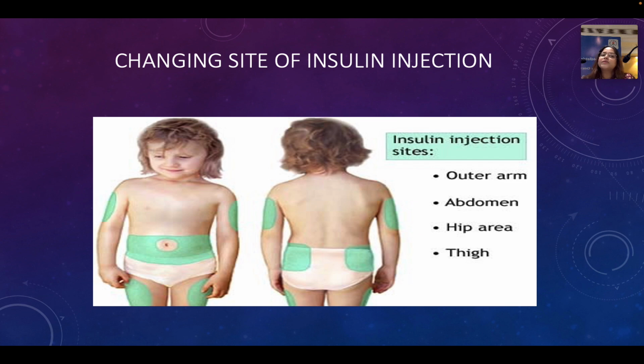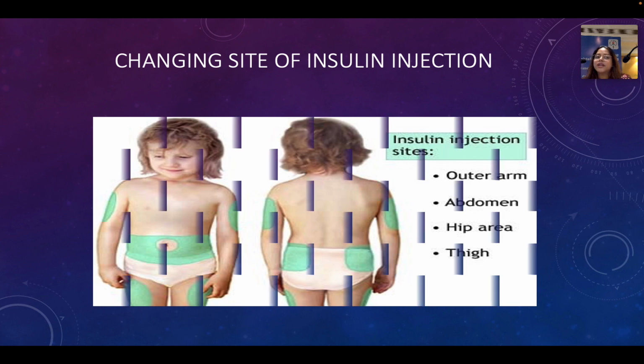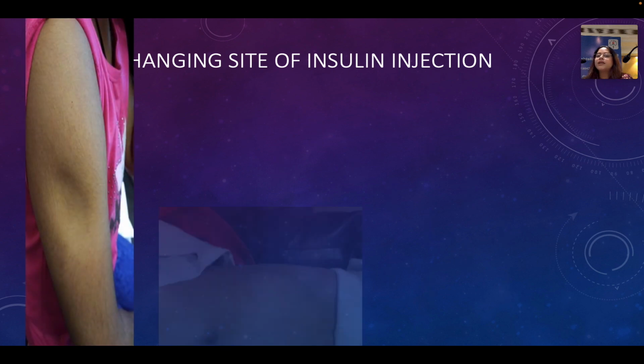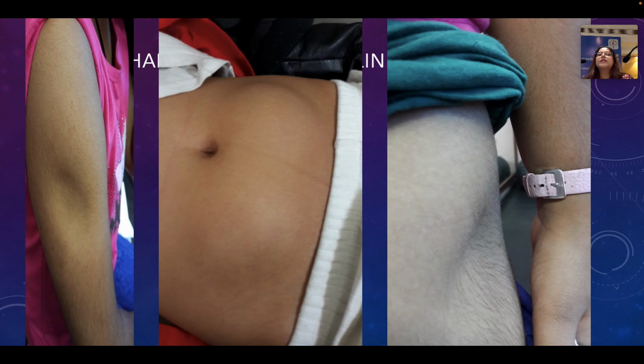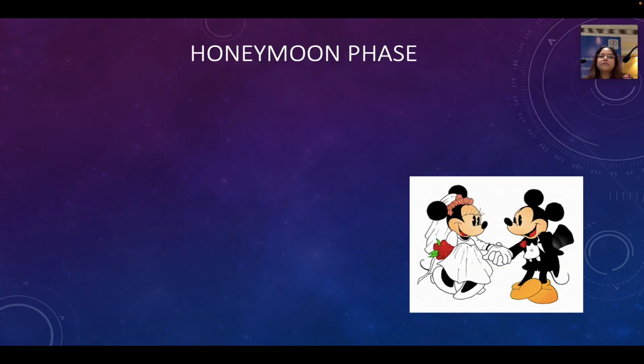Now, change of site of insulin injection is extremely important. It is very important that we tell them which are the sites where they can take injections, and we ensure that they rotate, because if they do not, they can have lipohypertrophy or lipoatrophy, which will take months or sometimes a year to get resolved.